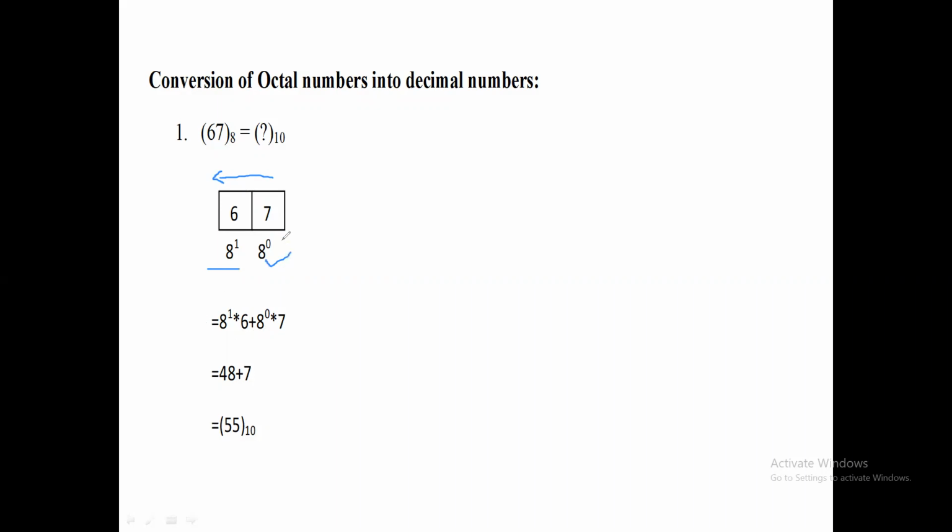So this makes it as 8 power 0 into 7, the first number, and then 8 power 1 into 6. It's going to be 48 plus 7. That makes us 55 of base 10. So 67 in base 8 is equal to 55 of base 10.